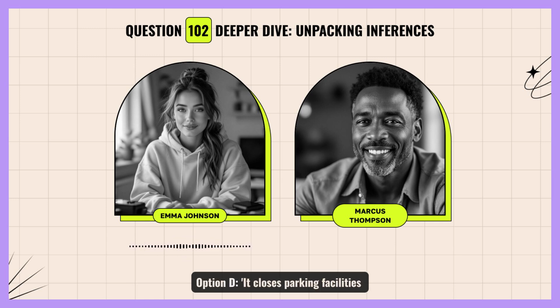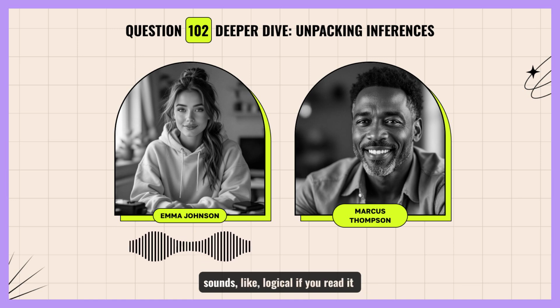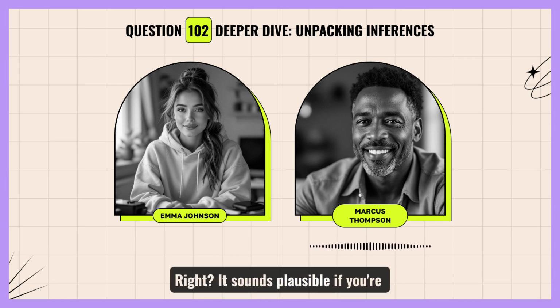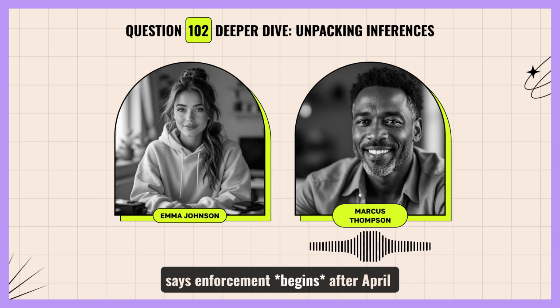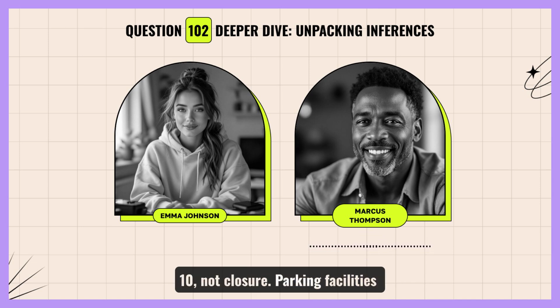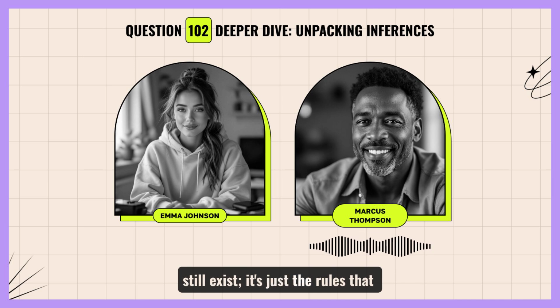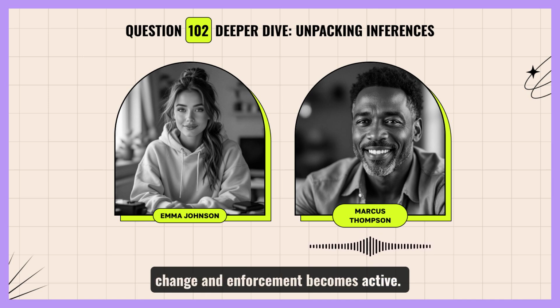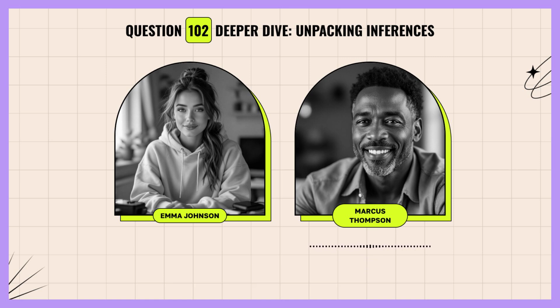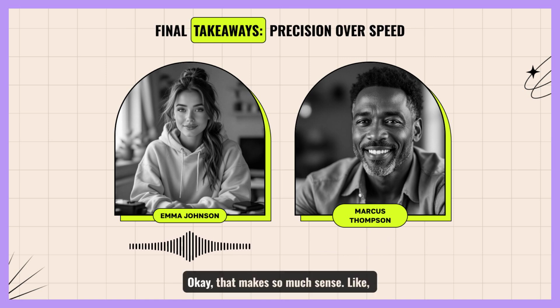And then option D, it closes parking facilities after April 10. That one, Marcus, also sounds logical if you read it quickly, almost like it's an extension of get your permit renewed or else. Right? It sounds plausible if you're rushing, but read carefully, Emma. It says enforcement begins after April 10, not closure. Parking facilities still exist. It's just the rules that change and enforcement becomes active. So no, it's a misinterpretation. Eliminate that one too. Okay, that makes so much sense. Like the parking is still there, you just might get a ticket.